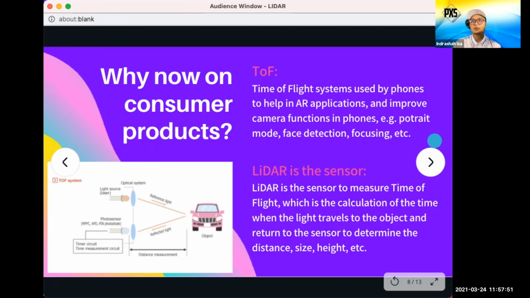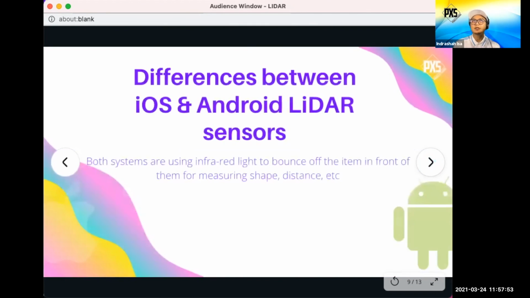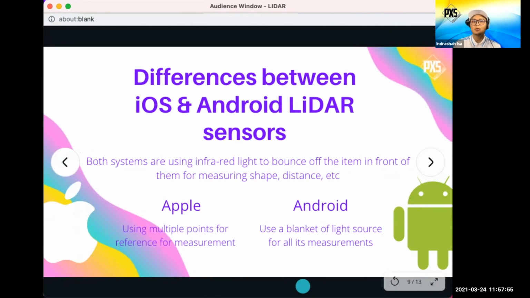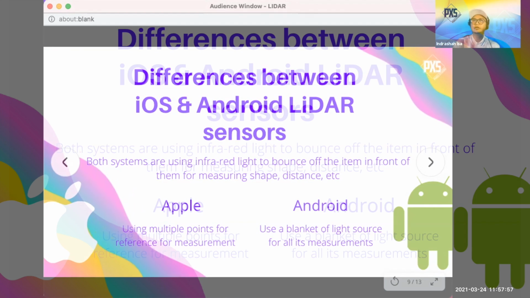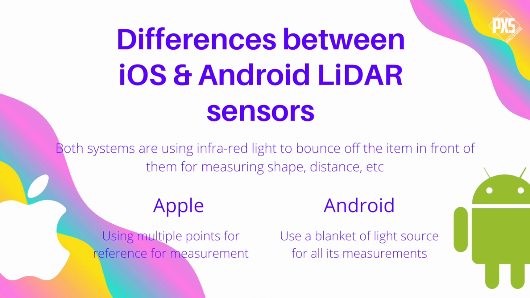Okay, now I want to do a compare and contrast. This is much more the interesting bit that's more related to you, not so heavy. Differences between Android and iOS LiDAR sensors. Apple iOS is using multiple points for measurement, while Android is using a blanket of light source for its measurement.